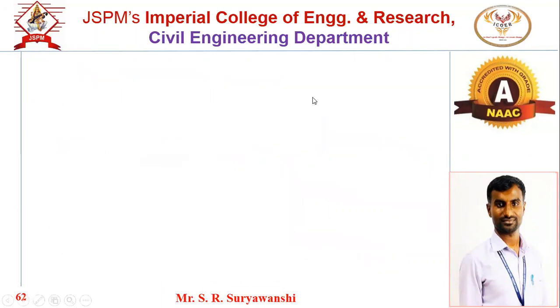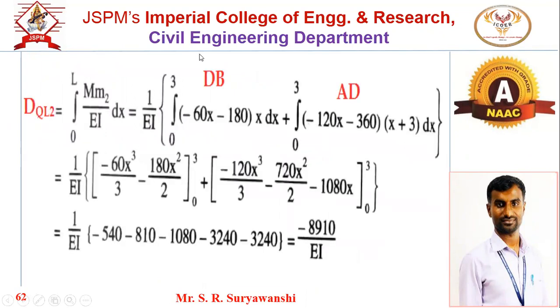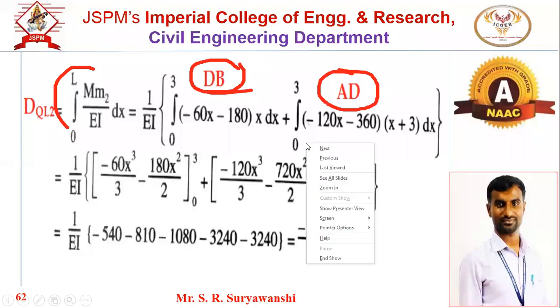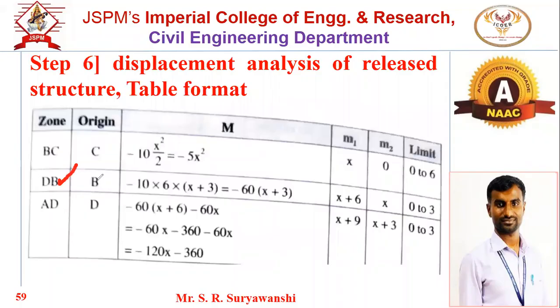Similarly, for the second element DQL2, the formula is, now see, m into m2. So here, now tell me why we have considered only two zones, DB and AD. I will show you the table. What is the question? Listen carefully. तर दोनच झोन का घेतले आहेत सांगा मला. DB घेतलाय आणि AD घेतलाय. I will show you the table now. This is the table. For DQL2, दोनच झोन का घेतलेत सांगा. BC का घेतला नाही? कोण सांगेल?